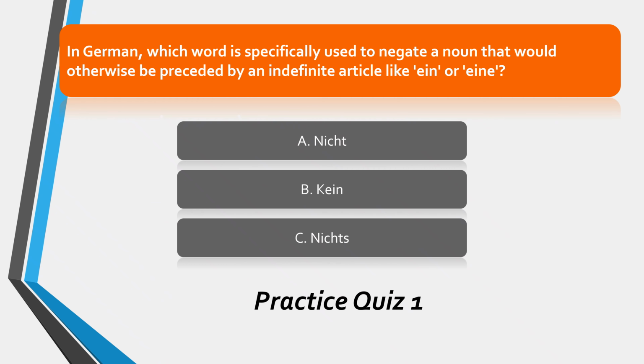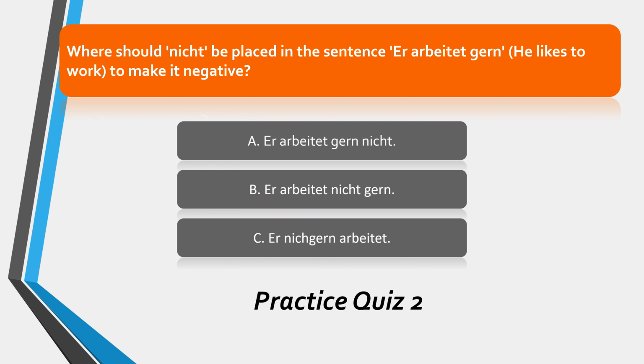Here we have a small quiz to test our knowledge. The question is, in German, which word is specifically used to negate a noun that would otherwise be preceded by an indefinite article like ein or eine? The correct answer is kein. Second question, where should nicht be placed in the sentence arbeitet gern, which means he likes to work, to make it negative? The correct answer is arbeitet nicht gern.